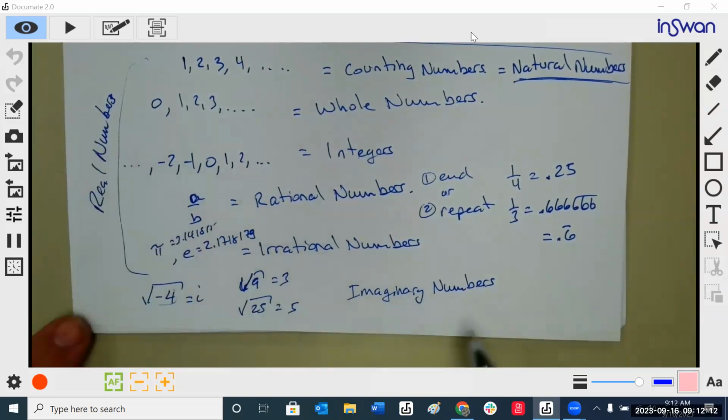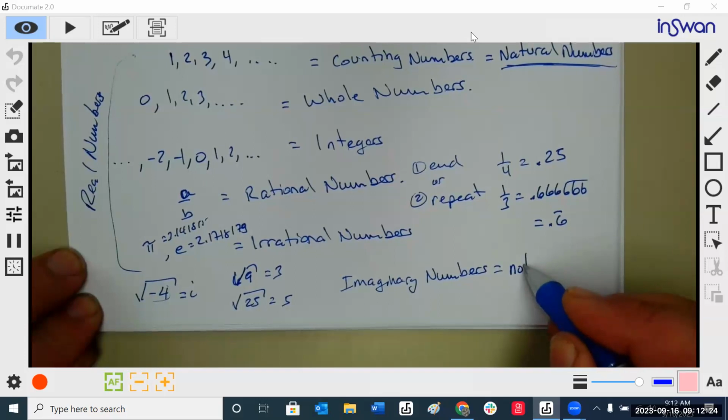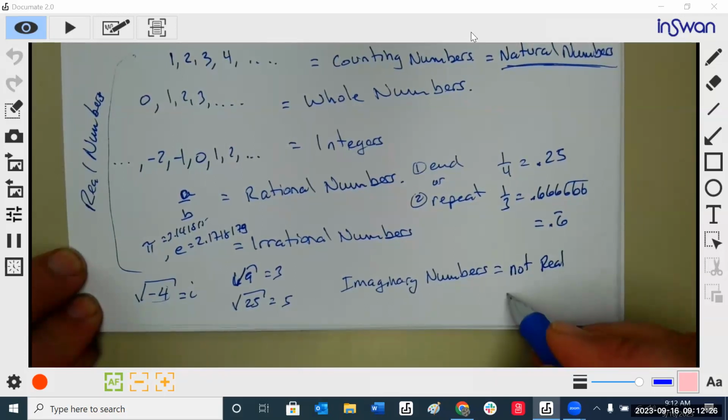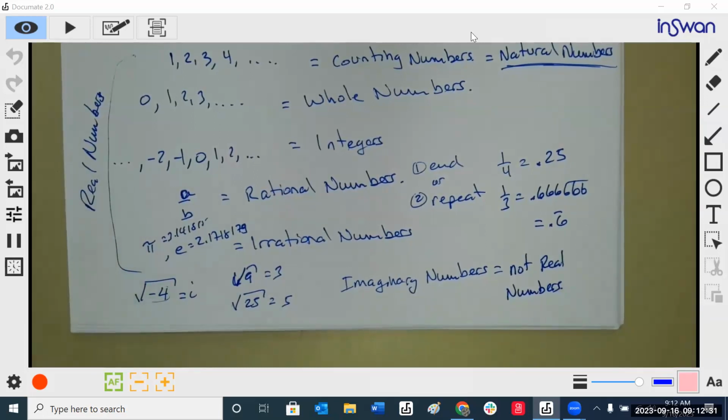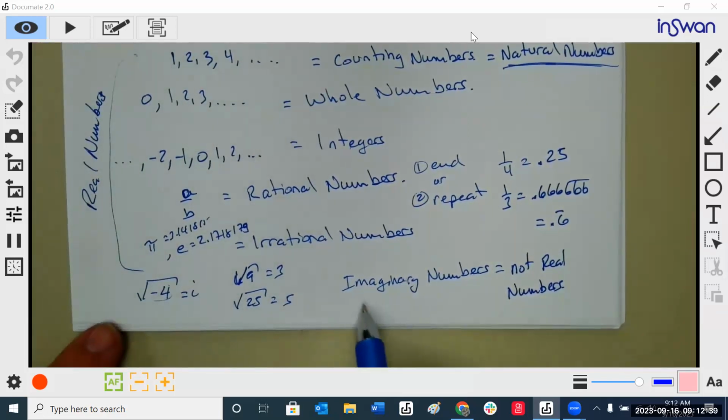You have real numbers and you have imaginary numbers. Imaginary numbers, by definition, can be answered in 3 words. Not real. That's the formal definition of imaginary numbers, not real numbers. So everything that's not in here is in there.